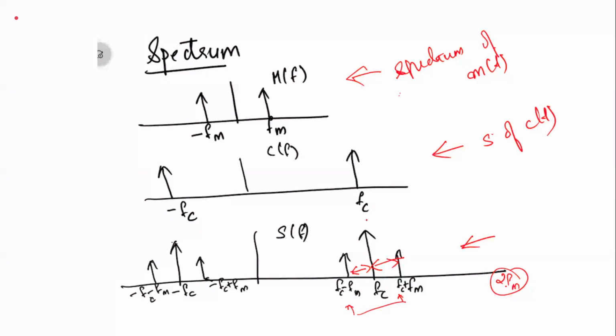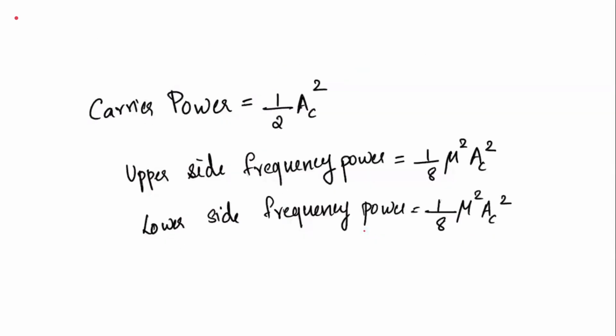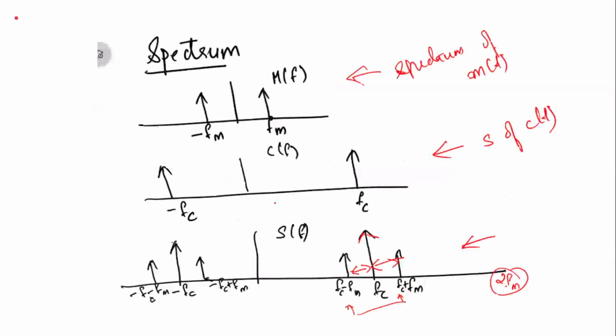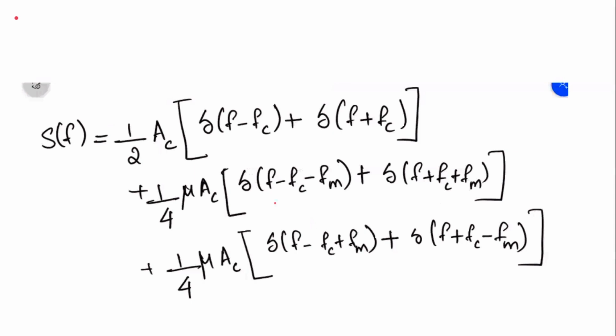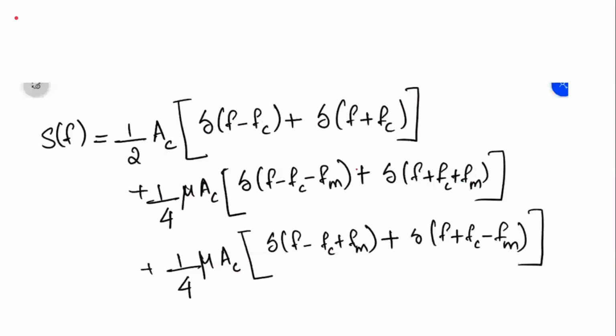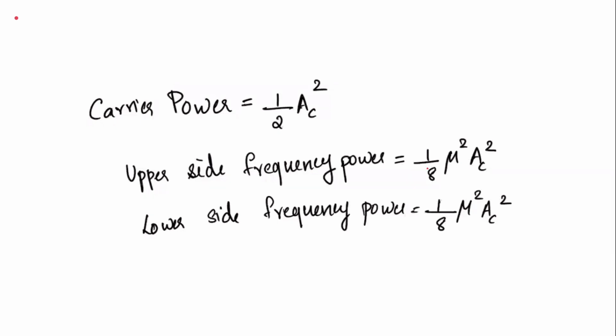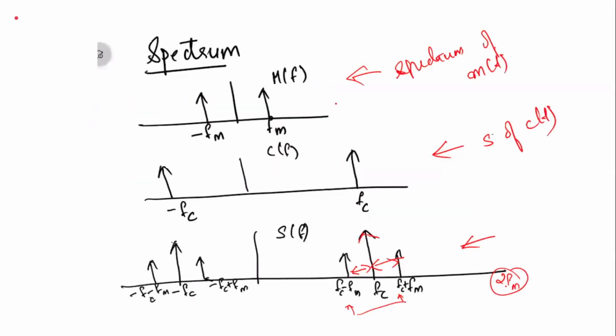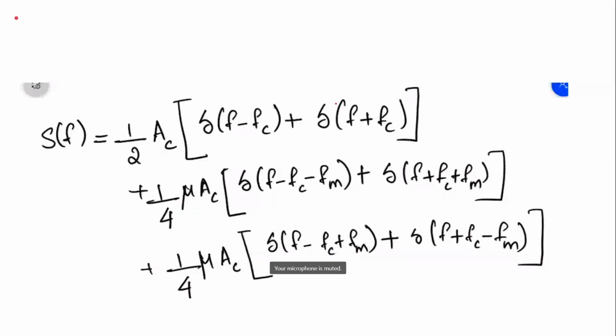And here one more thing, the carrier will have a higher power. How did I write this expression? From this expression, for AC cos 2 pi FCt, the power is half AC square. This one is 1 by 8 mu square AC square, and here also 1 by 8. So the upper side band has a power of 1 by 8 mu square AC square, the lower side band has a power of 1 by 8 mu square AC square, and the carrier power is half AC square. So that is about the power distribution.